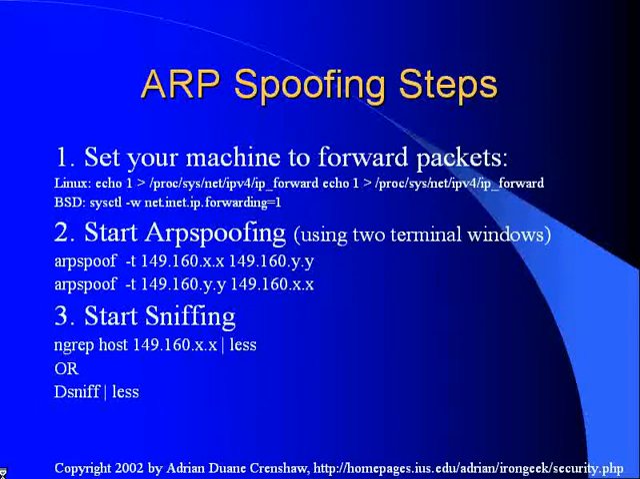The second step is to start ARP spoofing using 2 terminal windows. Dug Song makes a great package called Dsniff that comes with the Arpspoof program. The third step is to start sniffing using either Ngrep or Dsniff. Ngrep is like the standard Unix utility grep, except it works on packets instead of files. Dsniff, by Dug Song, can automatically parse out plain text passwords from protocols like FTP, HTTP, SMTP, and POP3.